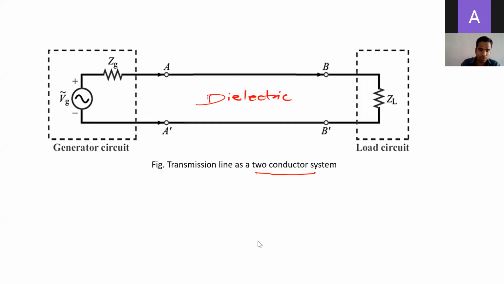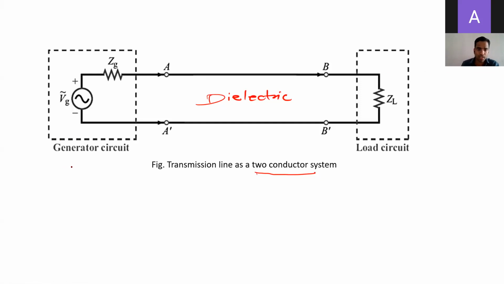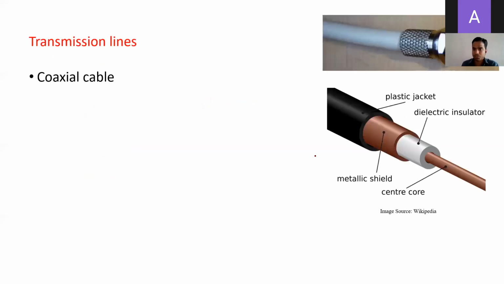And we also discussed how, in this case, there is a source end. This is the generator end, which is also called the source, right? There is a source end and there is a load end, and this is the medium through which the electromagnetic wave will travel. Obviously, if this is a source, there will be a source impedance, and this is the load impedance. So this is a general representation of a transmission line system. Basically, it's a two conductor system. Okay. So these are the few examples which we saw last time, like our coaxial cable.